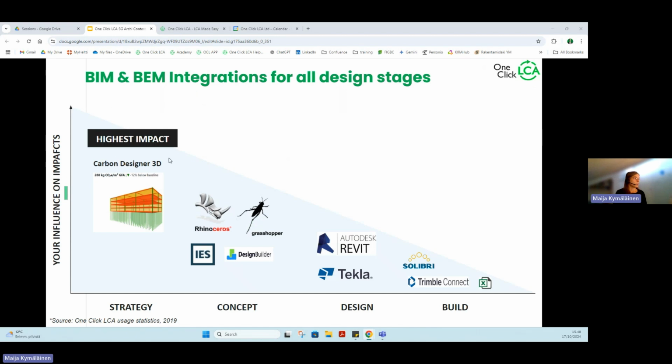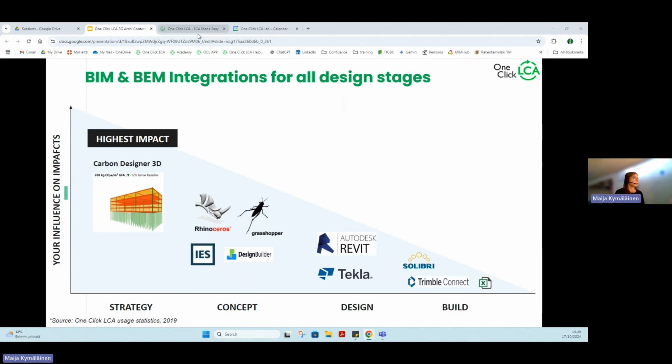And here is, as mentioned, the highest impact, and here we have Carbon Designer 3D. It fits the need in this place. At this point, you don't really have to have any information except for building type, building location, and the gross floor area. That can be an estimate, but once you have those, you can start. And the further you go, you can also start implementing these other programs. Of course you can use whatever, but these are just examples of some that we have integrations with. In Revit and in Tekla, for example, you would have a plugin that you can just click and it sends all the data into OneClick LCA. So it makes your life much simpler.